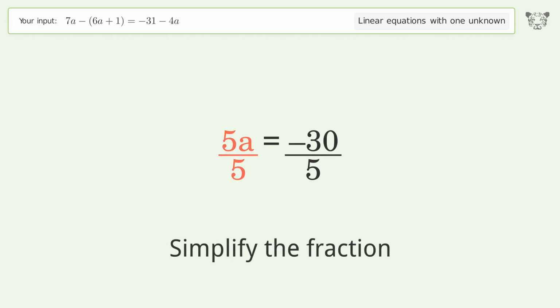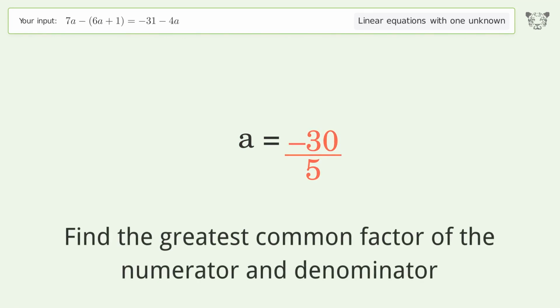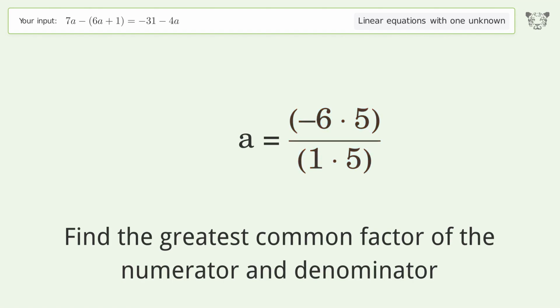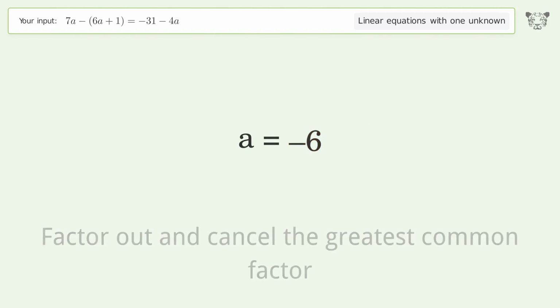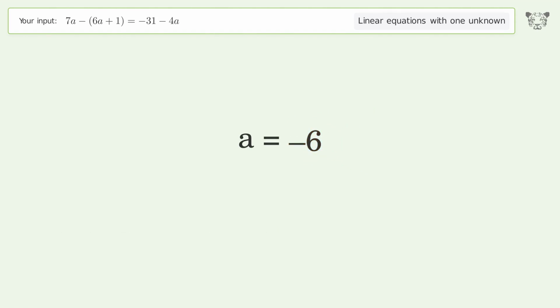Simplify the fraction. Find the greatest common factor of the numerator and denominator. Factor out and cancel the greatest common factor. And so the final result is a equals -6.